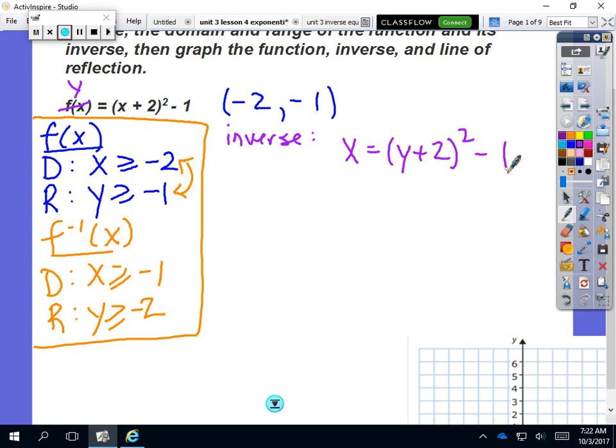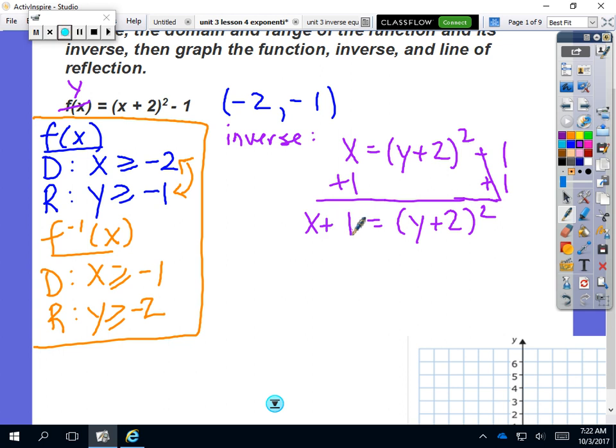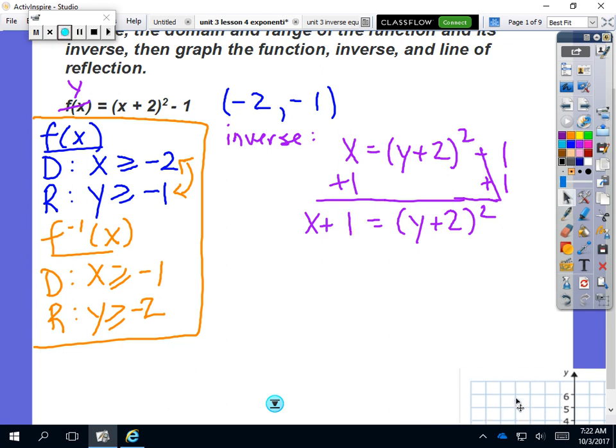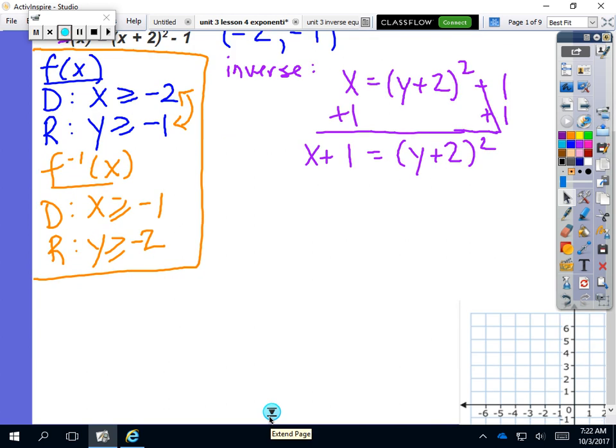So we undo order of operations by adding the 1 to both sides. Remember, we're trying to isolate the y on this side. So the first thing is to get rid of this 1. So that's a 0, so we just have y plus 2 squared on this side. And we have x plus 1, because those are not like terms, on the left-hand side. Now we're going to undo the power by taking the square root of both sides.